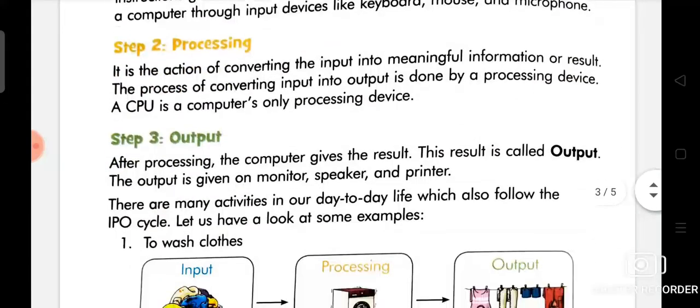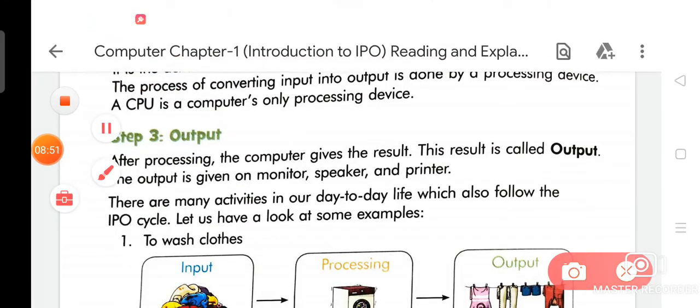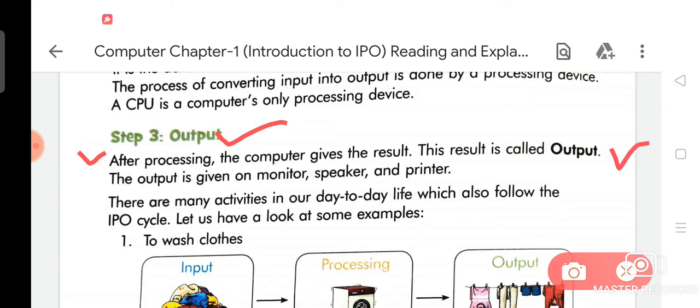Now student, we are going to learn about step number 3. It is output. What is it? After processing, the computer gives the result. The result is called output. The output is given on monitor, speaker and printer.